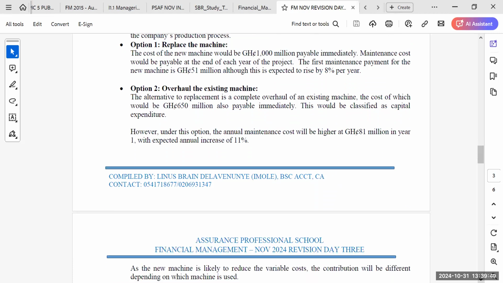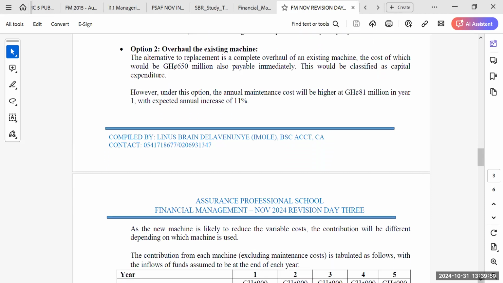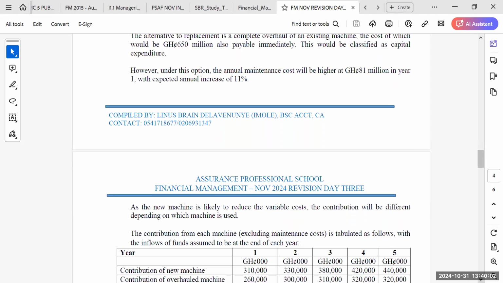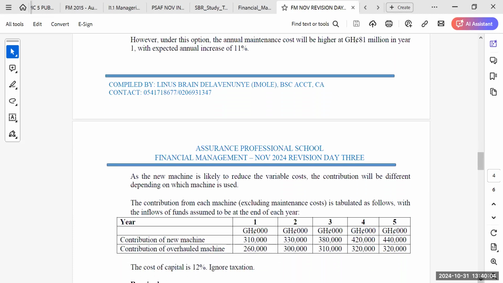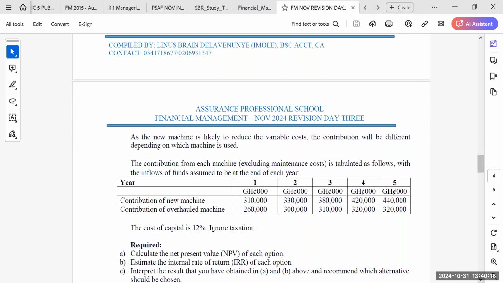However, under this option, the annual maintenance cost will be higher at 81 million in year 1, with an expected annual increase of 11%. As the new machine is likely to reduce the variable cost, the contribution will be different depending on which machine is used. The contribution from each machine, excluding the maintenance cost, is tabulated as follows, with the inflows of funds assumed to be at the end of each year. So the contribution of the new machine is this one.